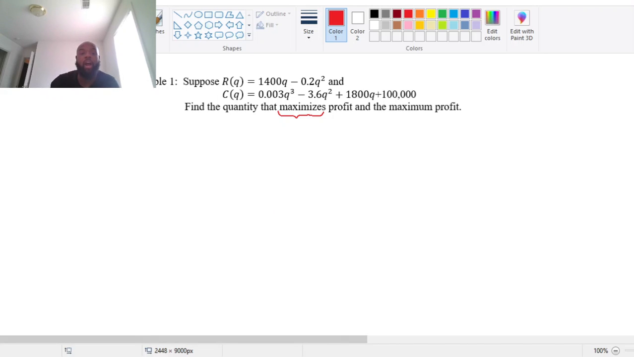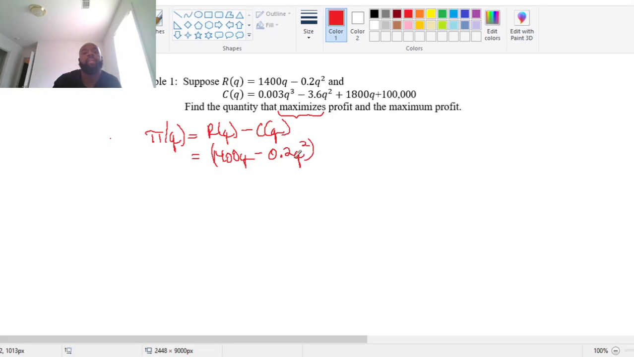And so let's write our profit function here. Pi of Q. I'm going to have pi of Q, which is R of Q minus C of Q, right? So my R of Q is 1400Q minus 0.2Q squared. And my C of Q is that longer polynomial there.